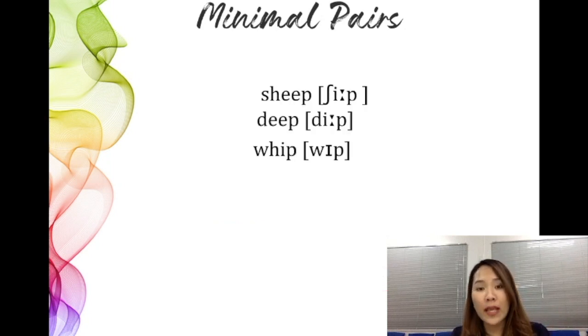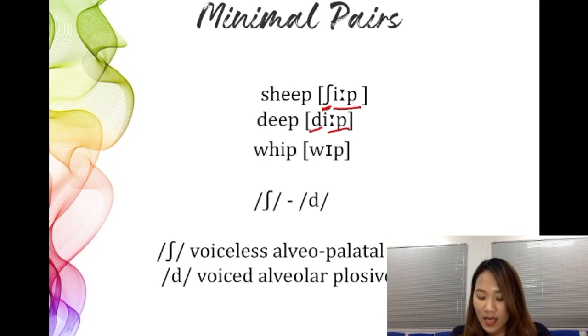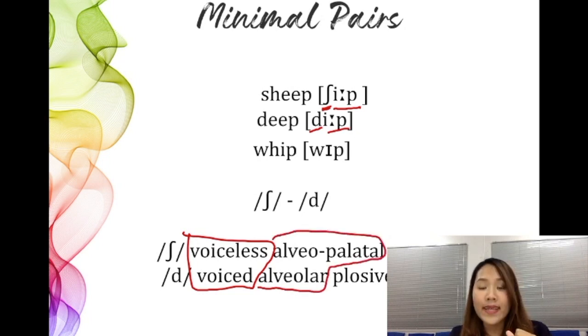The next example is sheep, deep, whip. Which one is a minimal pair? Sheep and deep. If we look at sheep and deep, the difference is just sh and d. The rest is the same. And then we transcribe: sh is a voiceless alveopalatal fricative, and d is a voiced alveolar plosive. So we can see the differences. The first difference is voicing, voiceless and voiced. The second difference is alveopalatal and alveolar, which is the place of articulation. And the last one is that the manner of articulation is also different.